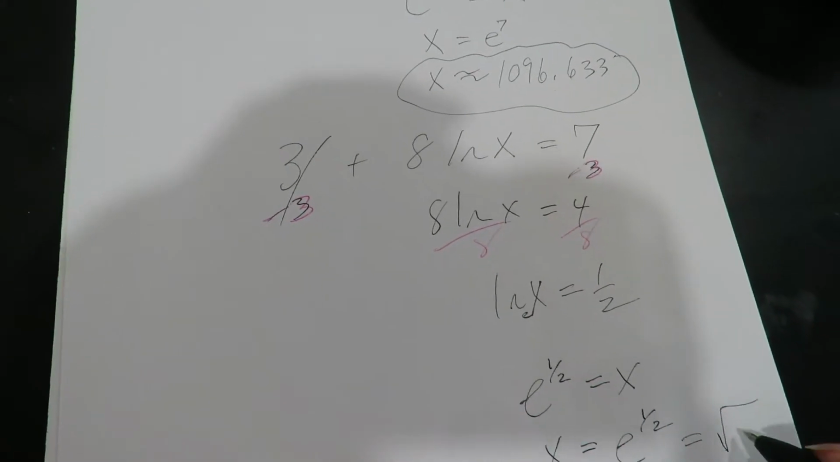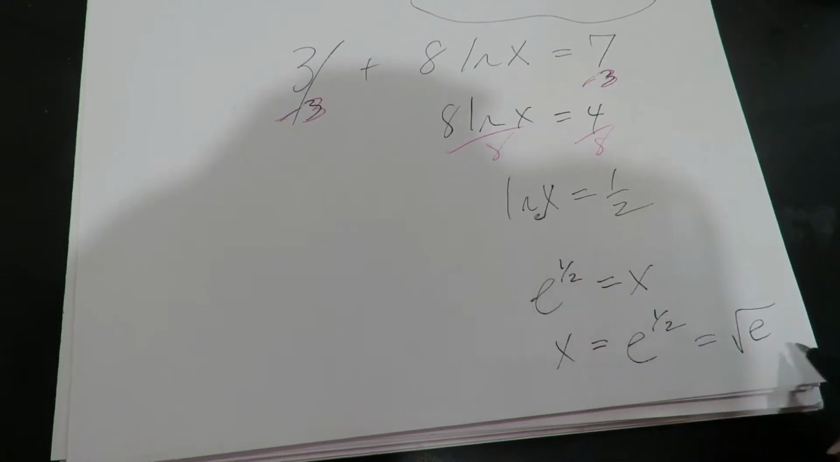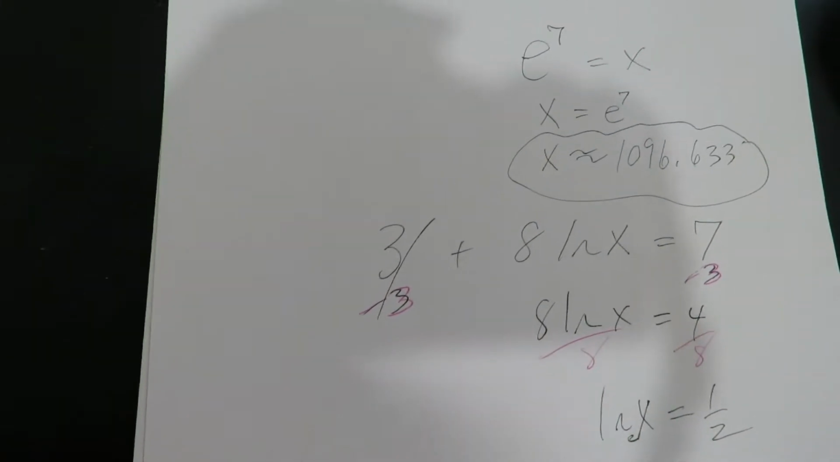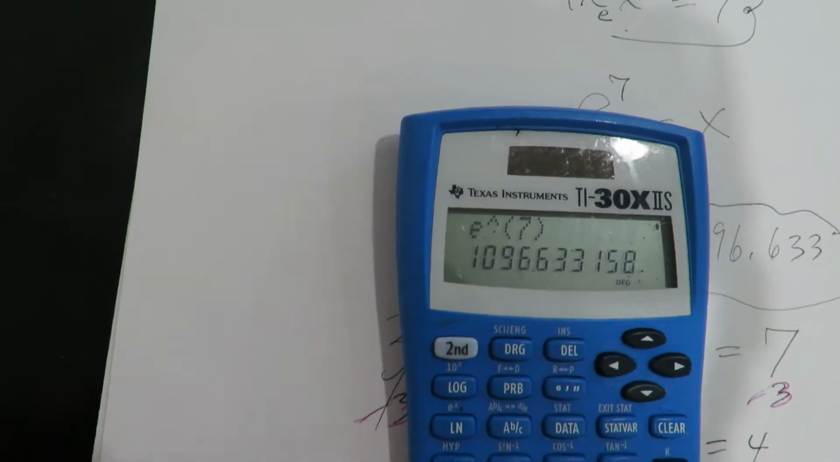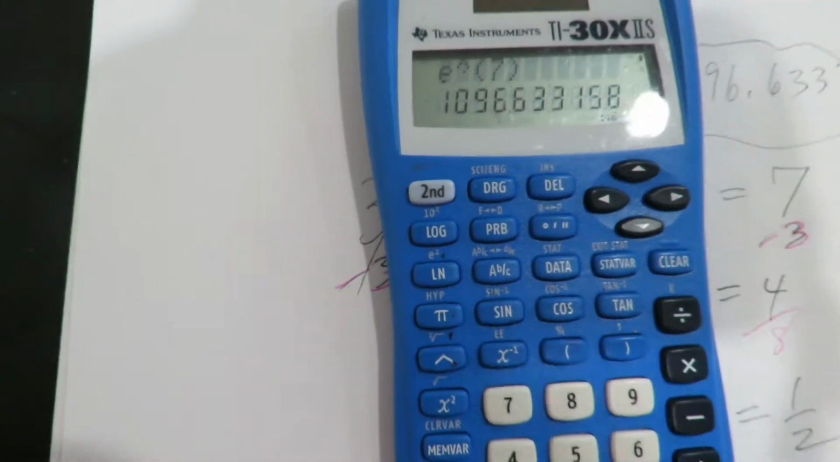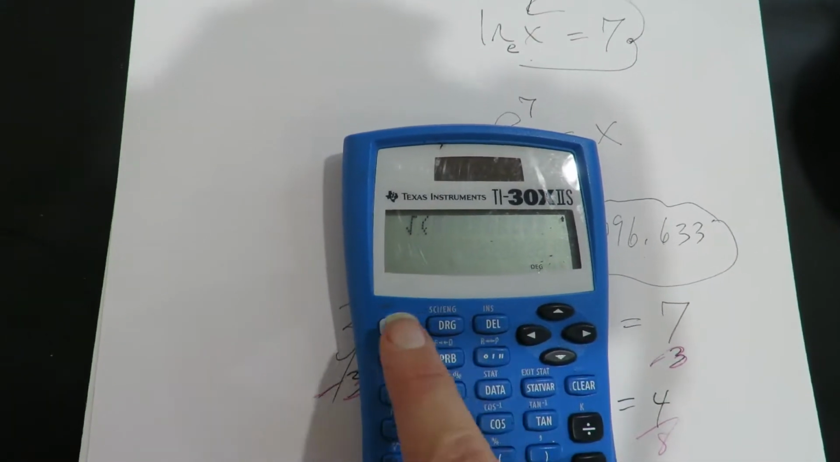A nice way to write that, by the way, is square root of e. That looks real nice. This is the exact answer, but for the estimate, let's go ahead and put it in the calculator. So you can use the square root key, or you can raise it to the 1/2. It's whatever you like.